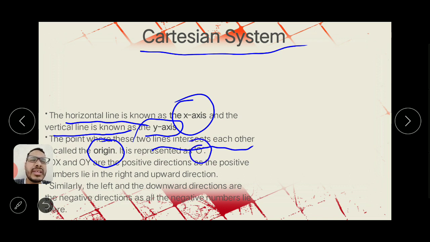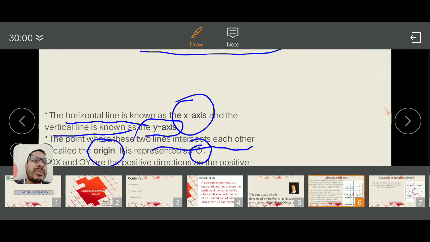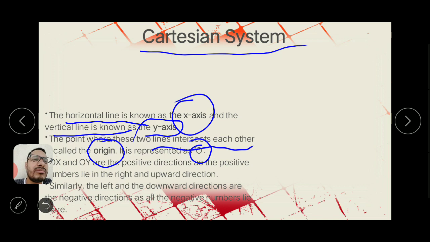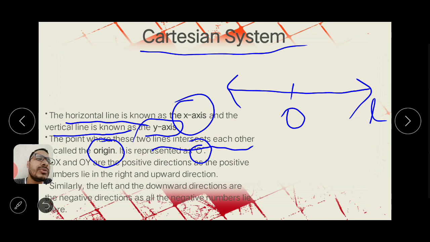Now OX and OY are the positive directions, like the positive number line. So before we start and understand this Cartesian system, let us understand the number line first. You might have drawn the number line from the beginning itself. So here is the number line. Suppose I represent it by L. If I mark 0, to the right of 0 all the numbers will be represented as positive numbers, and to the left of 0 all the numbers will be represented as negative numbers.